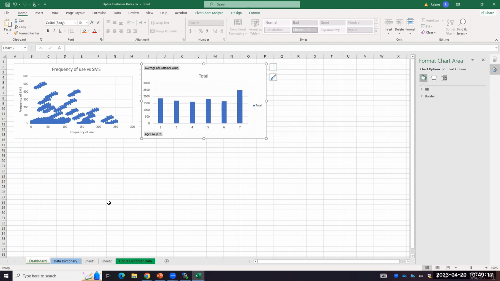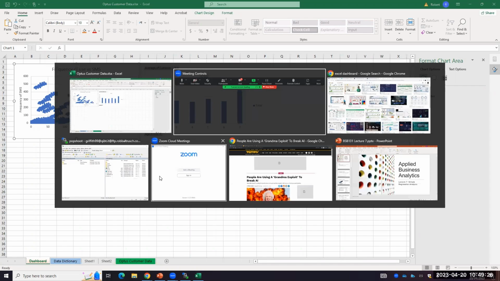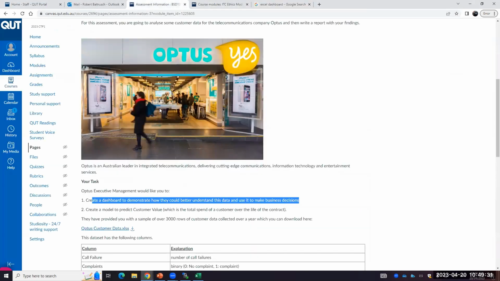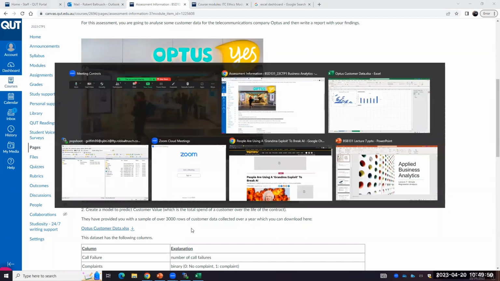Okay, and maybe you'll have half a dozen more to complete your dashboard, just major trends and patterns that you can observe. And that's what we mean by a dashboard for task number 1. So they want you to create a dashboard to demonstrate how they could better understand this data and use it to make business decisions. So I hope everyone feels okay with the first one. You're just building maybe 6 to 10 different charts and putting them into that first dashboard tab that I created over here.